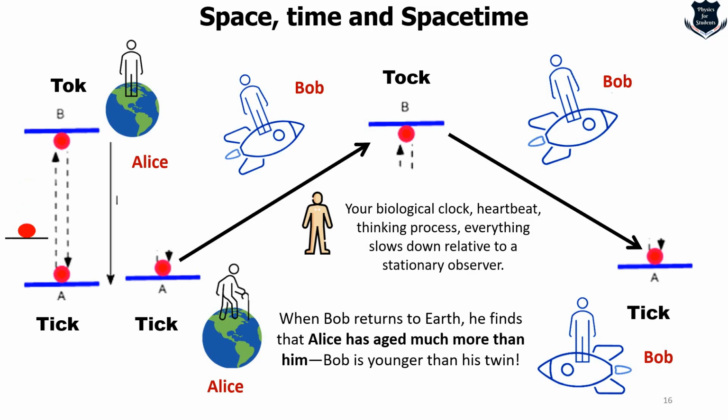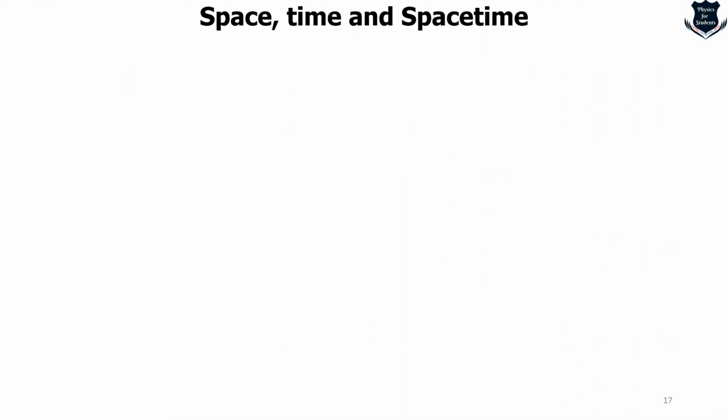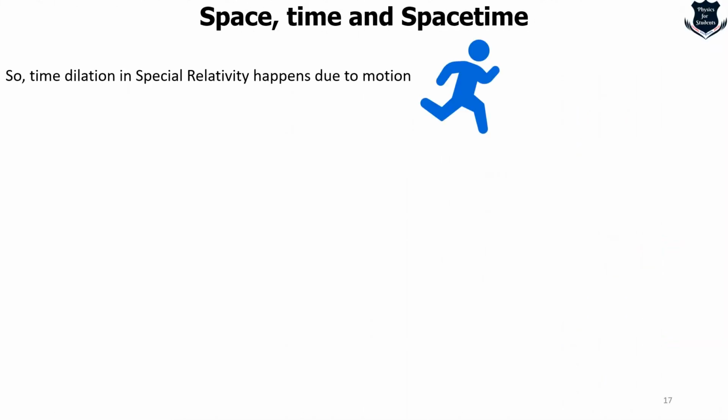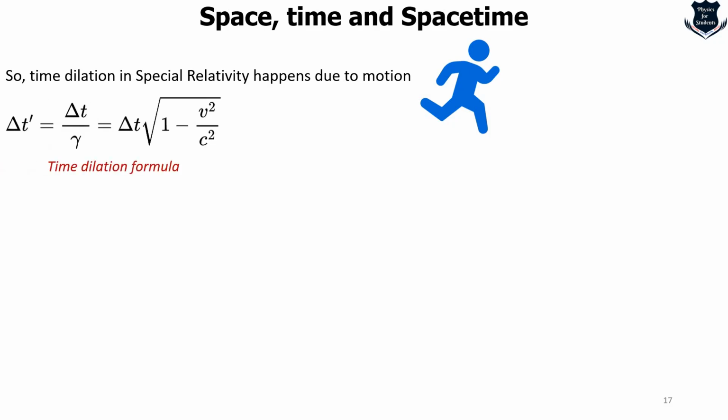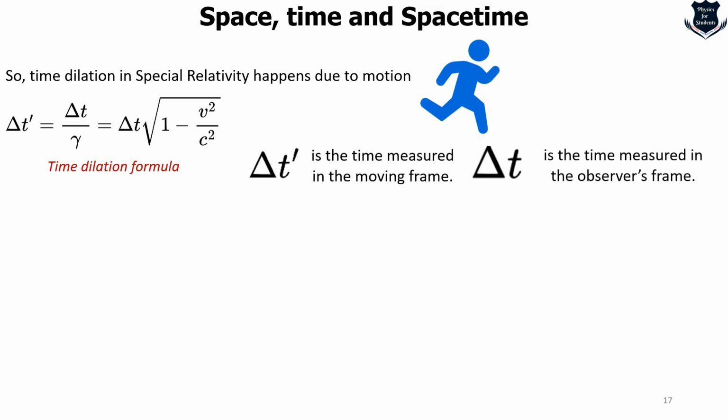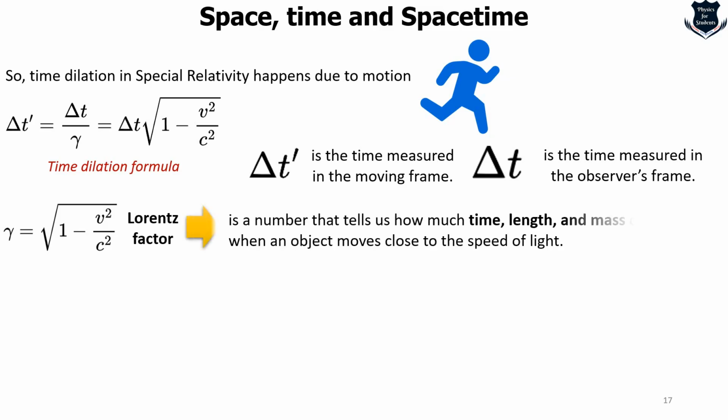Now, this is a kind of pictorial understanding of how clocks run slow in a moving frame close to the speed of light. So from here we can understand that time dilation in special relativity happens due to motion. And we measure this using the simple time dilation formula. And from here what we say is delta t hash, that is the person who is in the moving frame, and delta t is measured in the observer's frame. And in this case we say this gamma is the Lorentz factor.